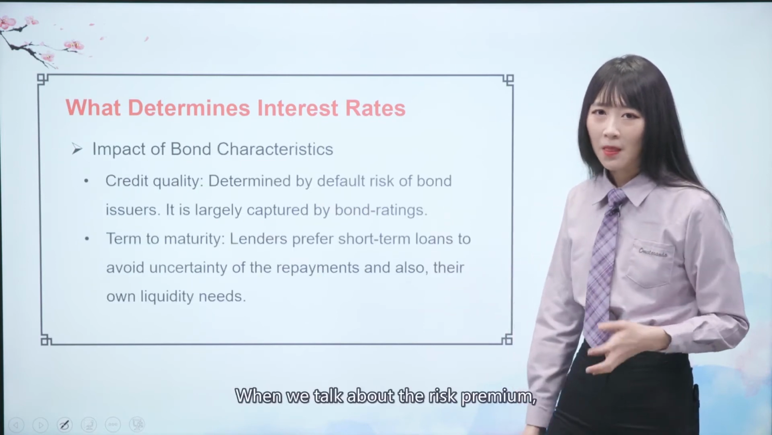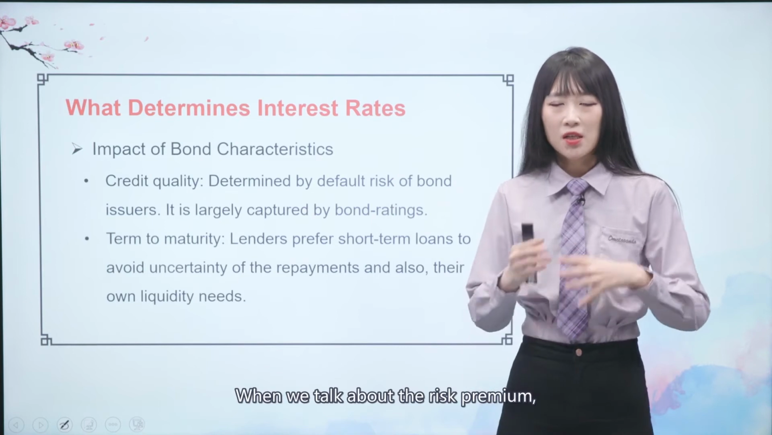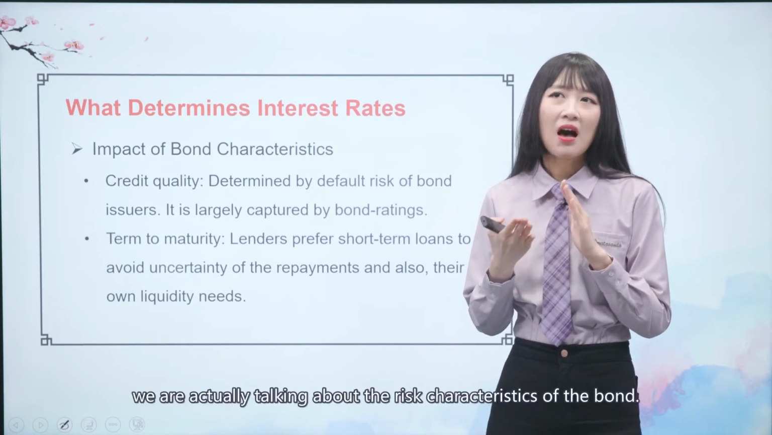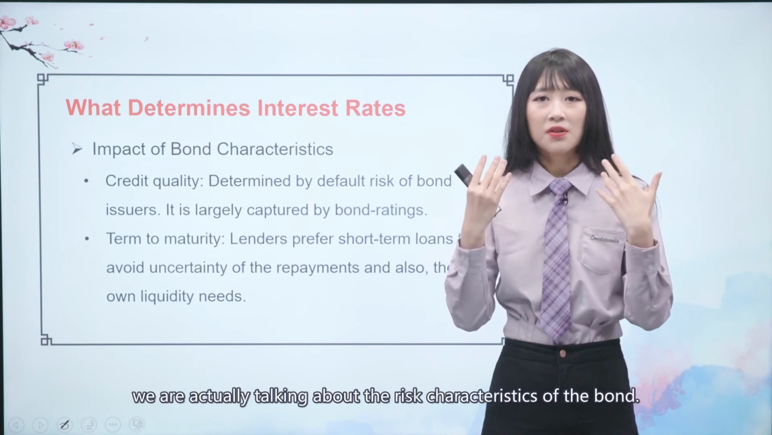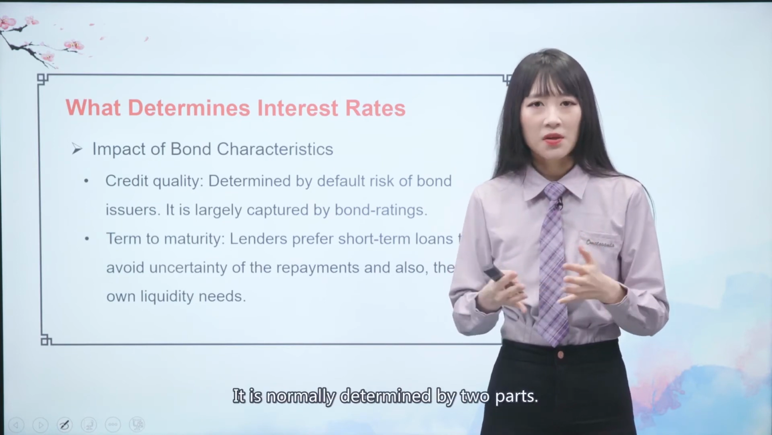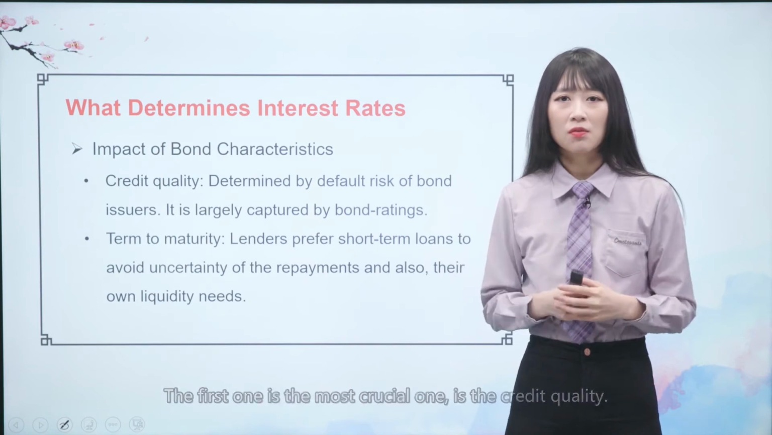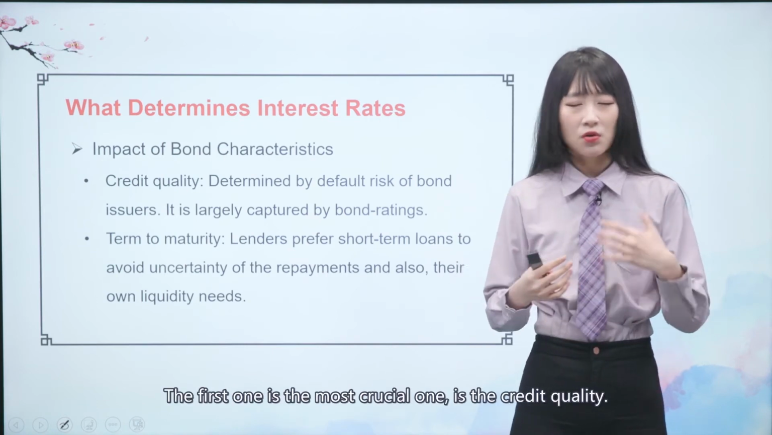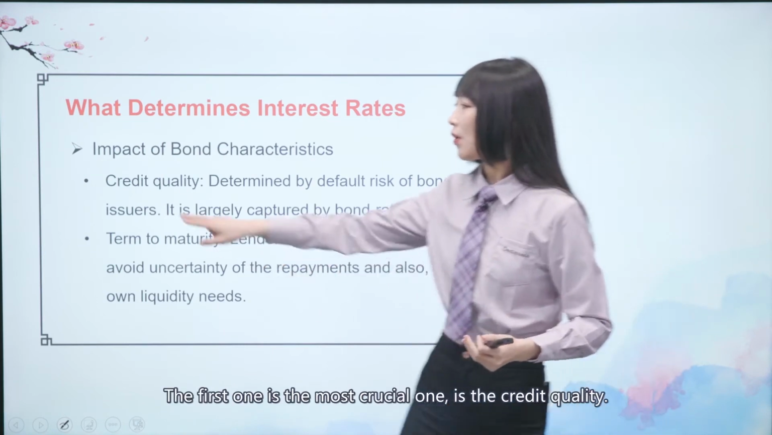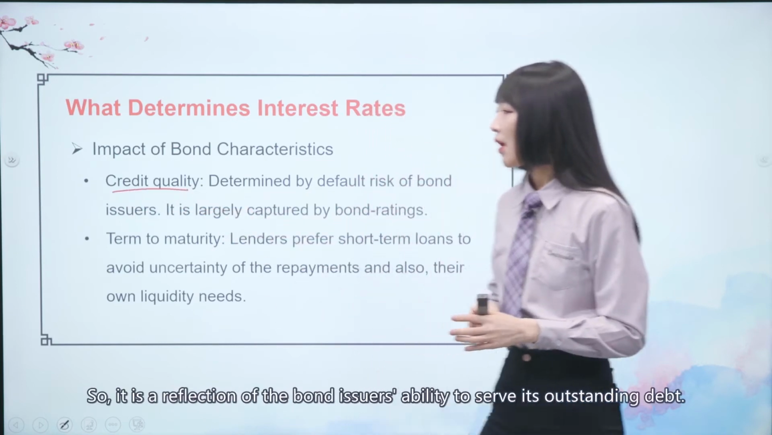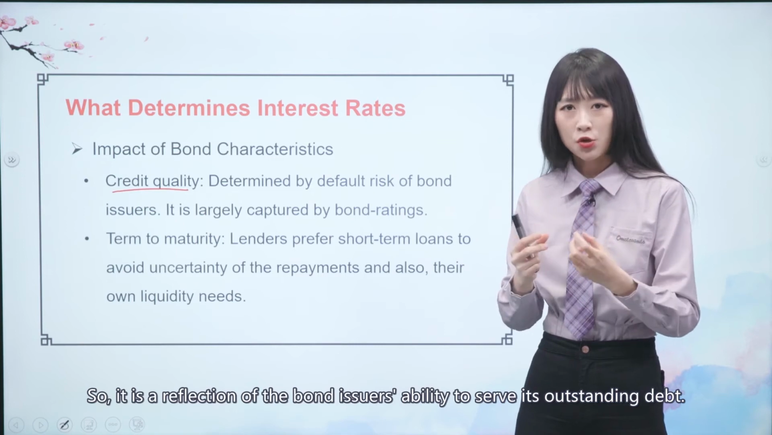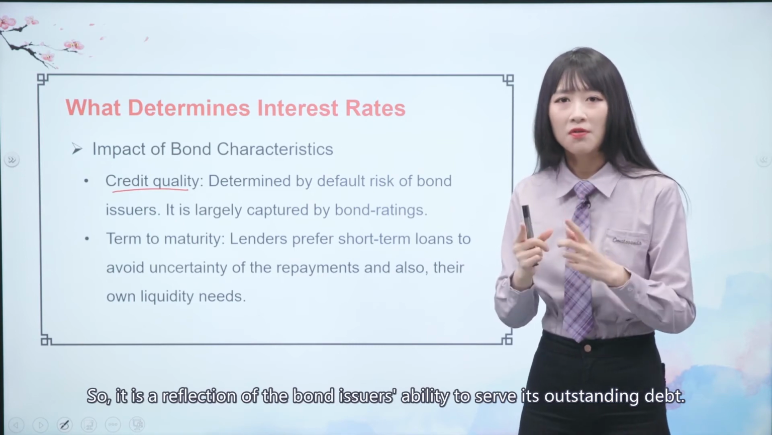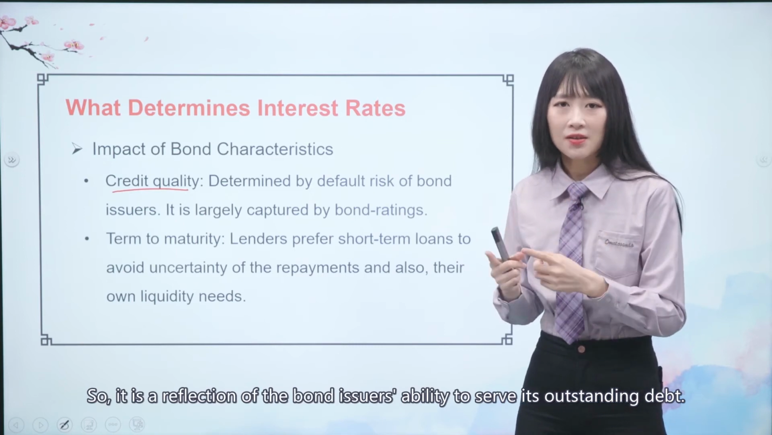Well, when we talk about the risk premium, we are actually talking about the risk characteristics of the bond. It is normally determined by two parts. The first one, which is the most crucial one, is the credit quality. It is a reflection of the bond issuer's ability to service its outstanding debt.